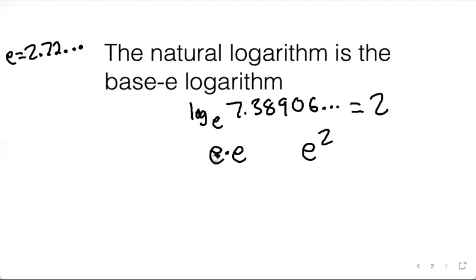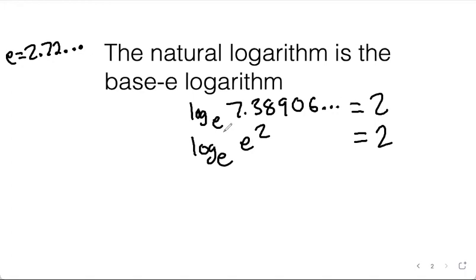Okay, so one thing I should mention, of course, since this is e squared, I could have written this logarithm as the natural logarithm of e squared, right? I could have, or log base e of e squared, right? I could have written it like this. And if I wrote it like this, the answer would be 2, right? Same exact logarithm, just written in a different way, right?